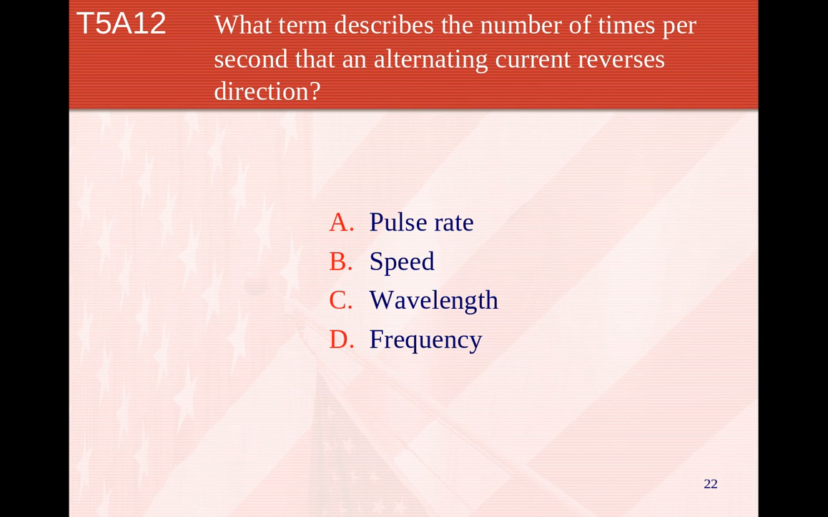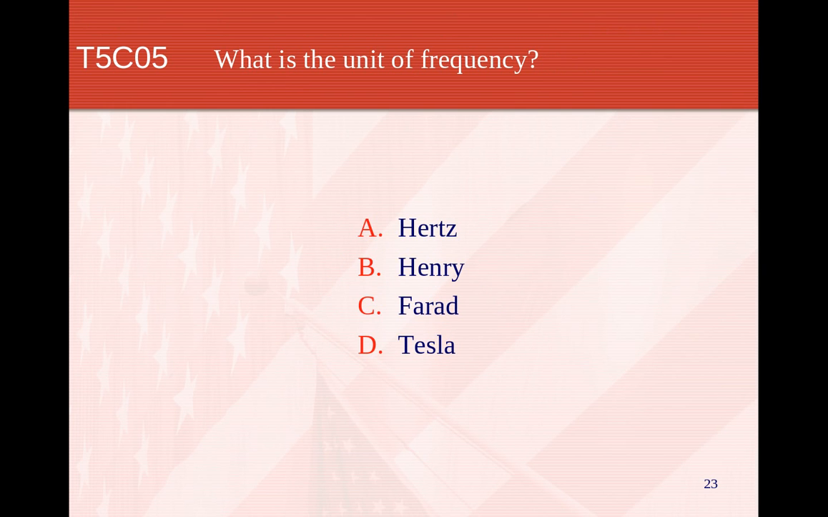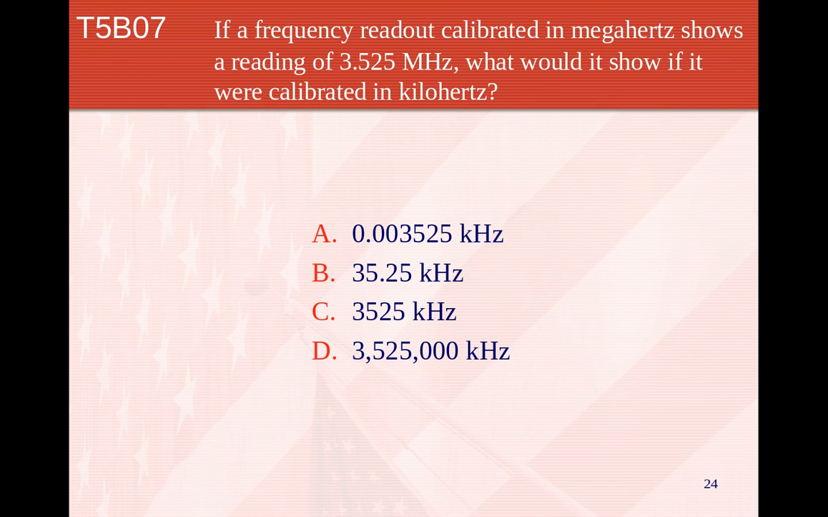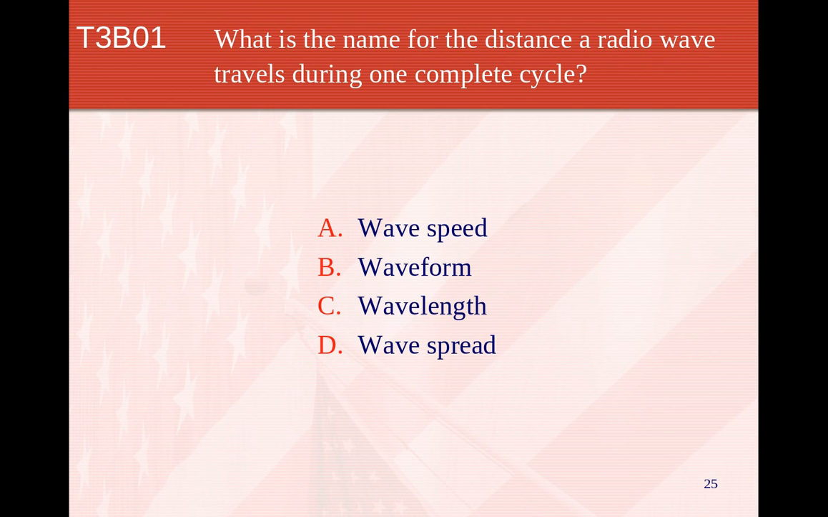What term describes the number of times per second that an alternating current reverses direction? Frequency. What is the unit of frequency? Hertz. If the frequency readout calibrated in megahertz shows a reading of 3.525 megahertz, what would it show if it was calibrated in kilohertz? 3,525 kilohertz.